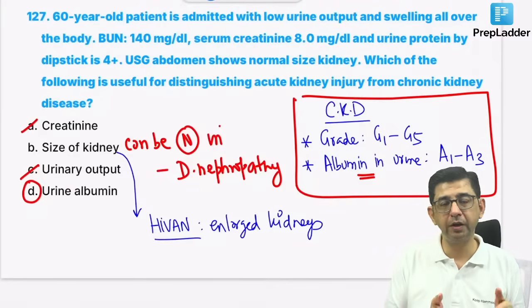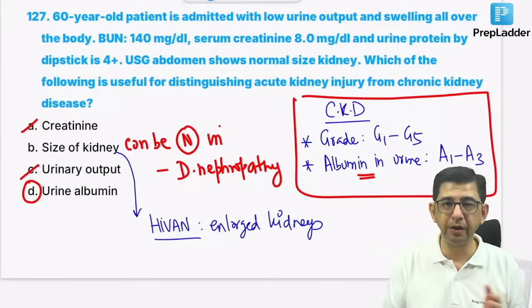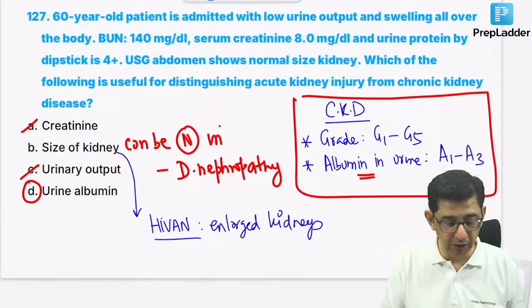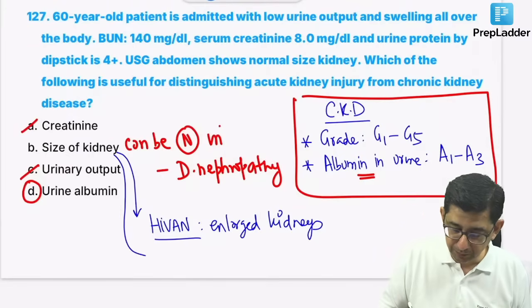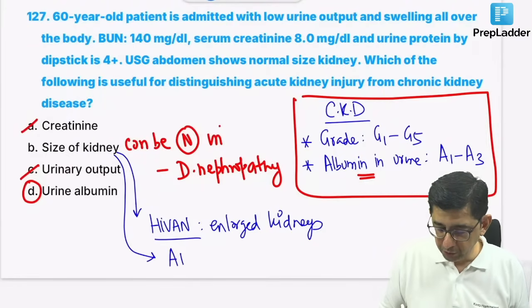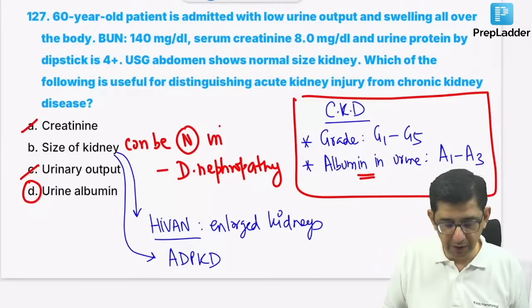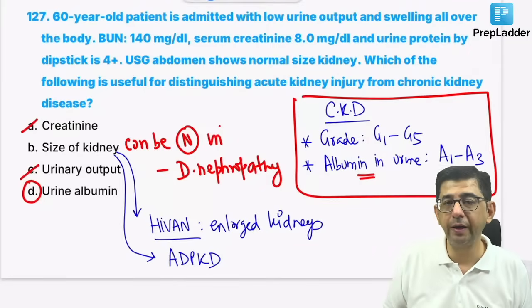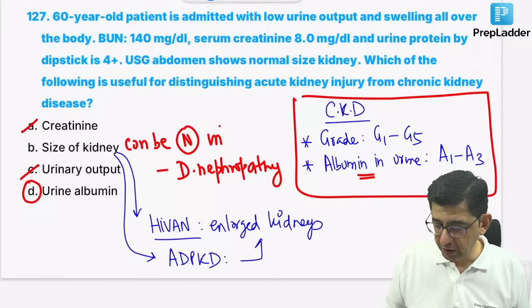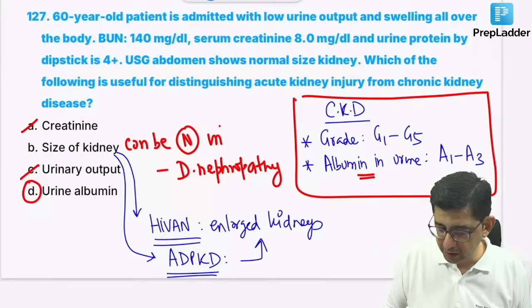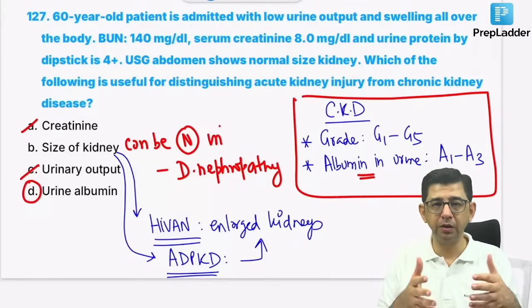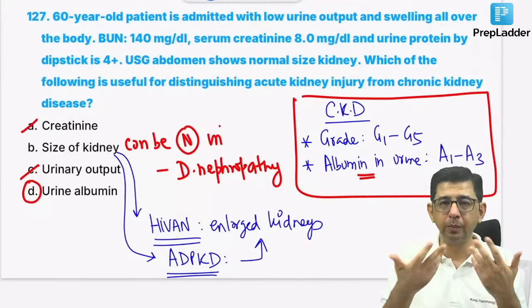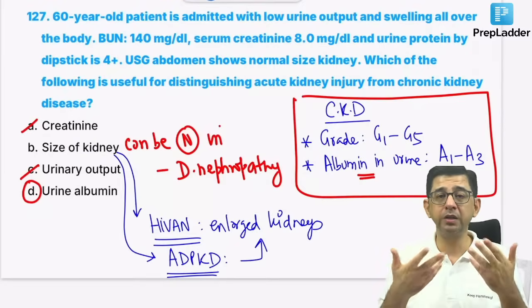In diabetic nephropathy, kidney is damaged. Still the kidney size is normal. And in HIV associated nephropathy, there are enlarged kidneys in the patient. I'll give a third example. All of you are aware of autosomal dominant polycystic kidney disease. In autosomal dominant polycystic kidney disease, ADPKD, you would again be having enlarged kidneys in a patient. So what I'm trying to say is that ultrasound can show reduced kidney in CKD. It can show normal size kidney in CKD. It can show enlarged kidneys in CKD.